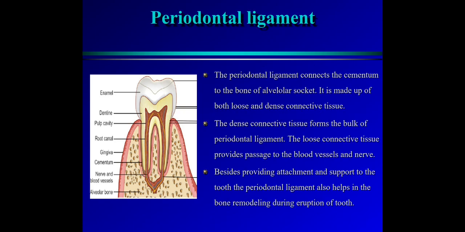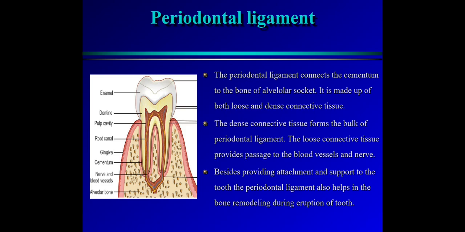Now after the cementum, we'll discuss the periodontal membrane. The periodontal membrane is the periodontal ligament. It connects the cementum to the bone of the alveolar socket. It is made up of both loose and dense connective tissue. The dense connective tissue forms the bulk of the periodontal ligament. The loose connective tissue provides the passage for blood vessels and nerves.